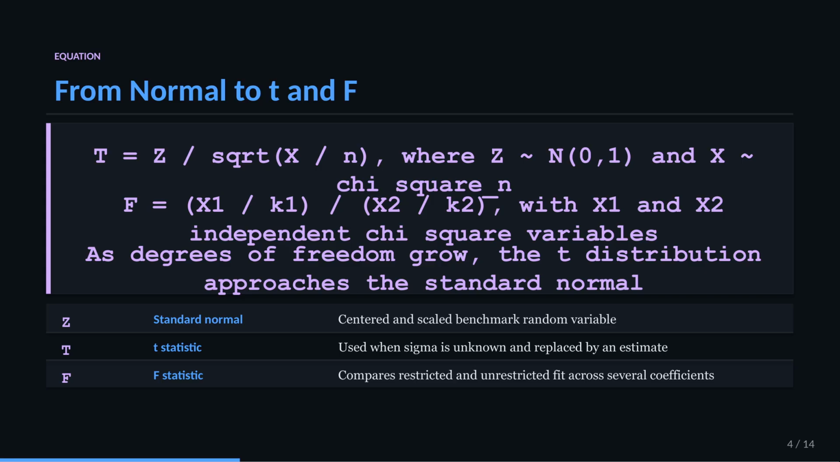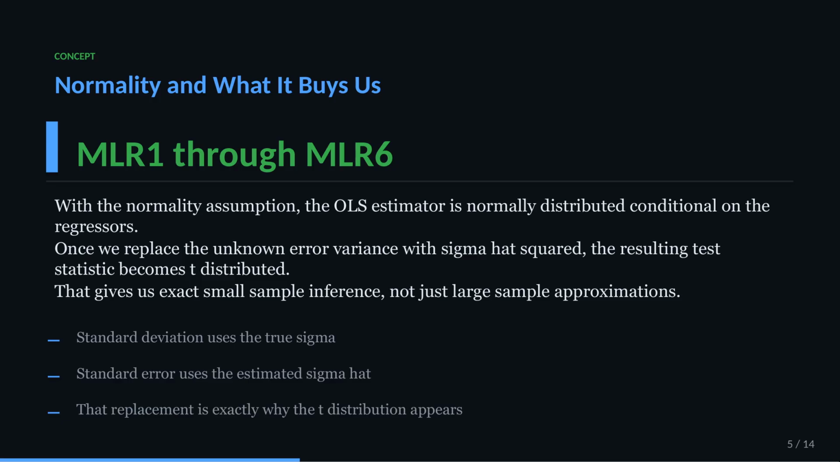Under the normality assumption, plus the standard regression assumptions, OLS estimators are normally distributed conditional on the regressors. That is what allows exact small sample inference. But because sigma is unknown, we plug in sigma hat, and the test statistic becomes t-distributed instead. The difference between standard deviation and standard error is doing a lot of work here. Standard deviation uses the true population variance. Standard error uses an estimate built from the residuals. That is why inference is never just about the coefficient. It is always about the coefficient relative to estimated uncertainty.